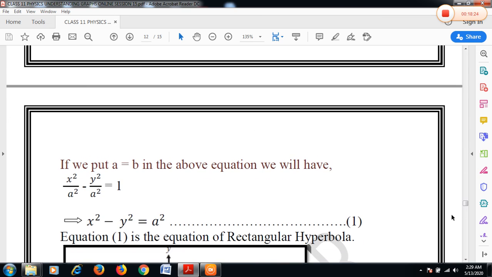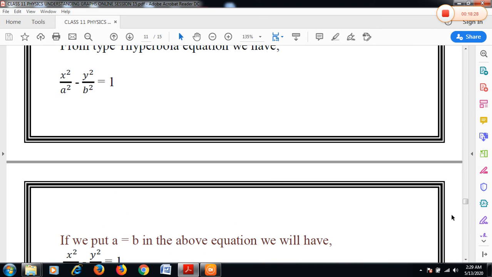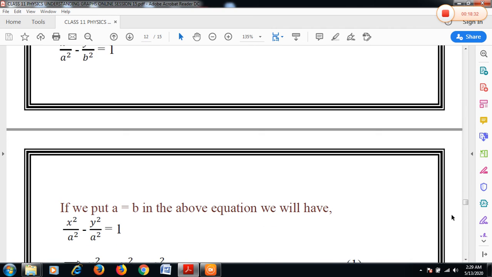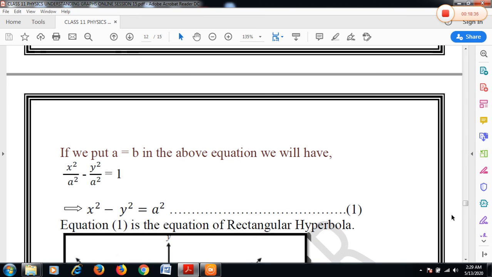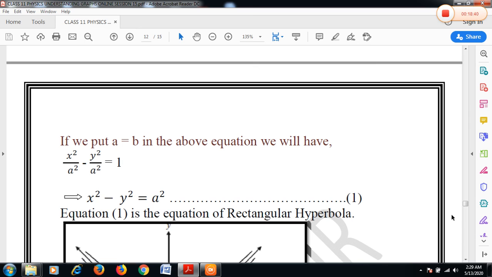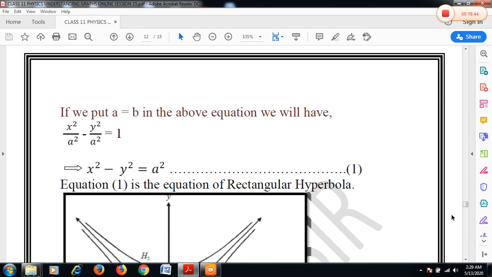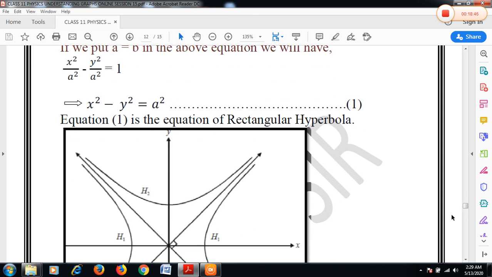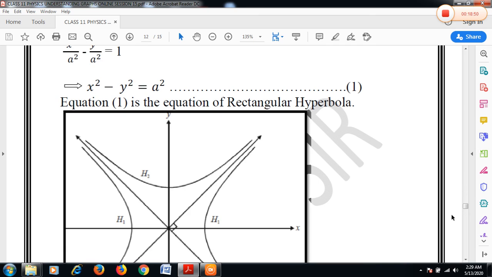Now if we put a equals b in the above equation, x square by a square minus y square by b square equals 1, we get x square by a square minus y square by a square equals 1, which gives us x square minus y square equals a square. Okay, this is the rectangular hyperbola equation. Equation 1 is the equation of a rectangular hyperbola as we are seeing here.